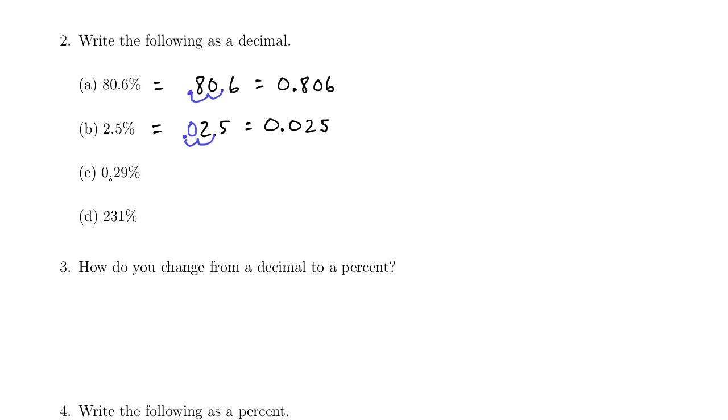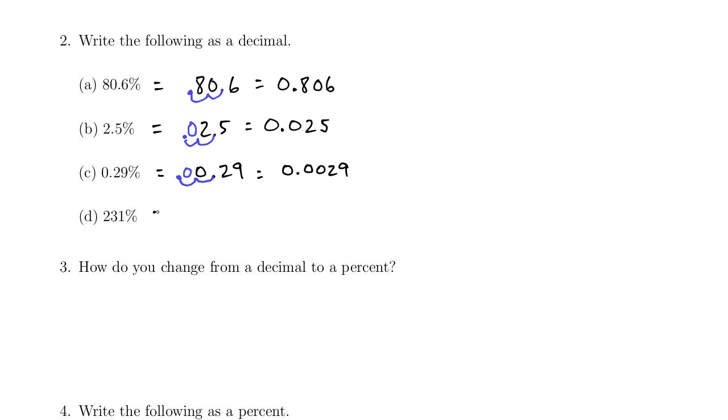Okay, C, we've got 0.29%. So first of all, drop the percent symbol. We've got 0.29 or 29 hundredths. Now we're going to move the decimal two places to the left. So 1, 2. New decimal is going to be right there. We have to fill in with a 0. Okay. So our decimal number is going to be 0.0029 or 29 ten-thousandths.